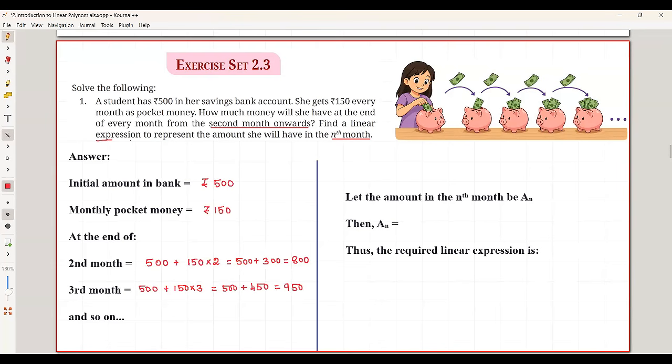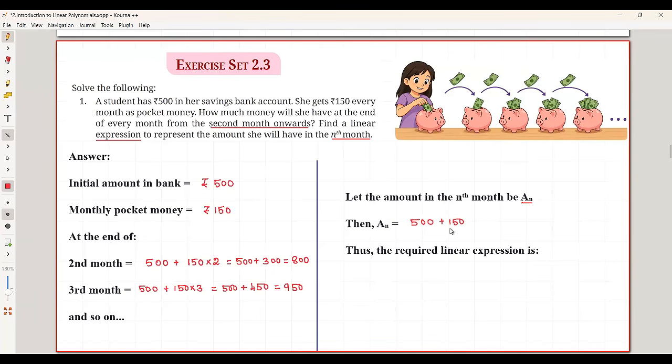You have to form the linear expression. So let the amount in the nth month be A_n. We don't know how much amount will be in the nth month. Nth means it may be the 10th month or 100th, 1000th month. We are just taking it as A_n. Now I have to form the equation for the given situation. So A_n I can write as 500, a fixed amount, plus, every month she is getting 150.